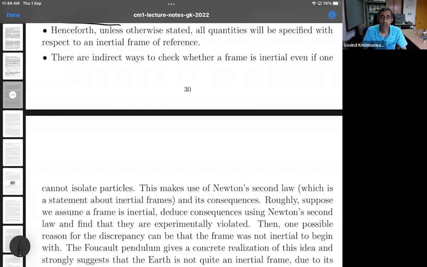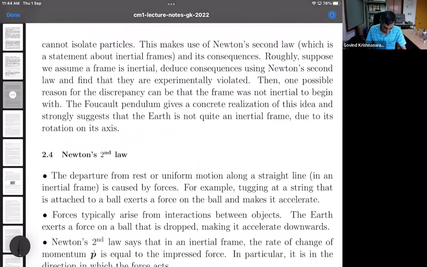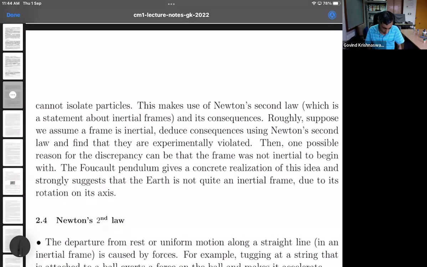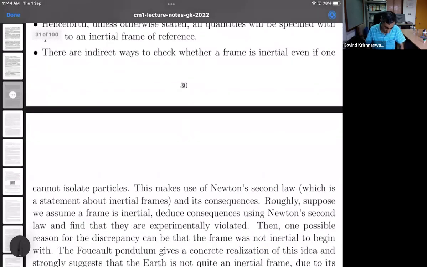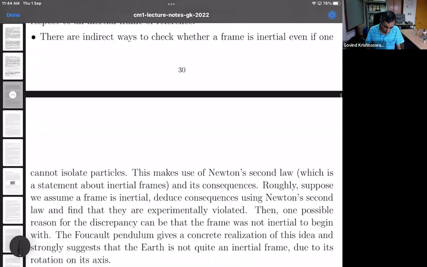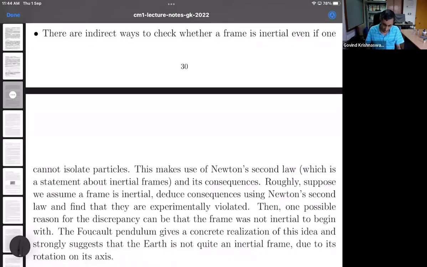So you are asking, is the Earth's frame inertial or not? I have told you a way to check. Let me tell you one more way. Let me just read what I have here for a moment. Maybe this will help you a little bit. There are indirect ways to check whether a frame is inertial or not, even if one cannot isolate particles. I'm getting ahead of myself, but let me just state this.